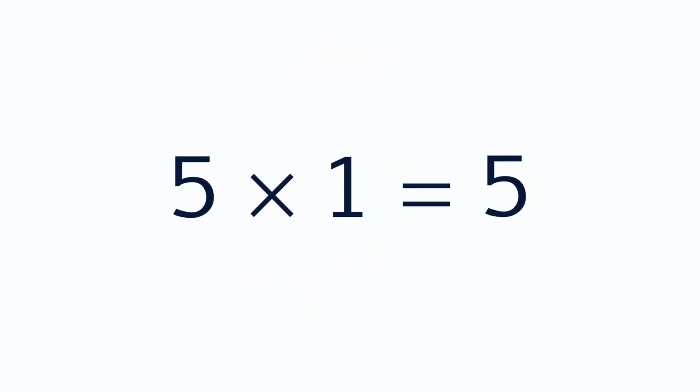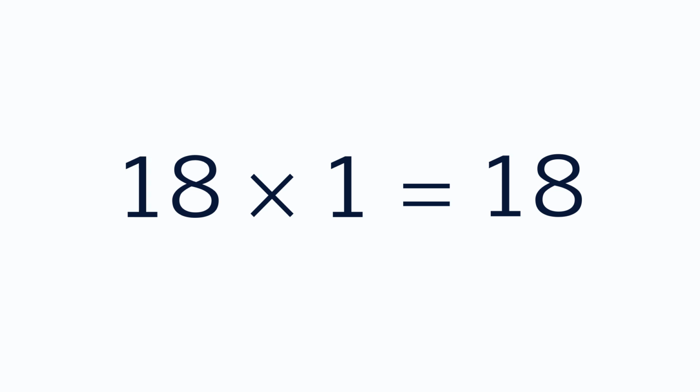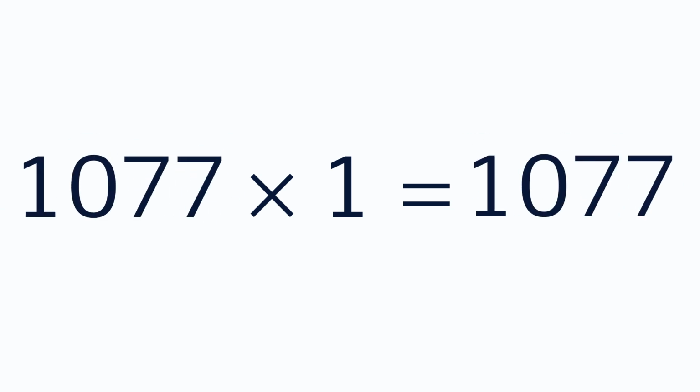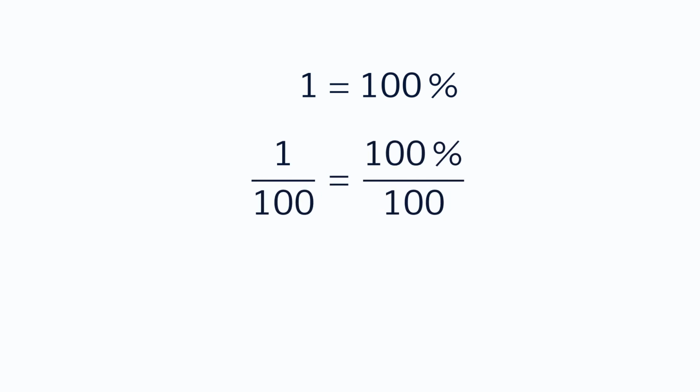But why does this method work? Well, first recall that when you multiply any number by 1, the number remains the same. You may recall that 1 is equal to 100%. Let's divide by 100 on both sides of the equal sign. You can cancel out 100 in both the numerator and denominator of the right side of the equal sign. This gives 1 over 100 equals the percent sign. So the percent sign has the numerical value of 1/100th.